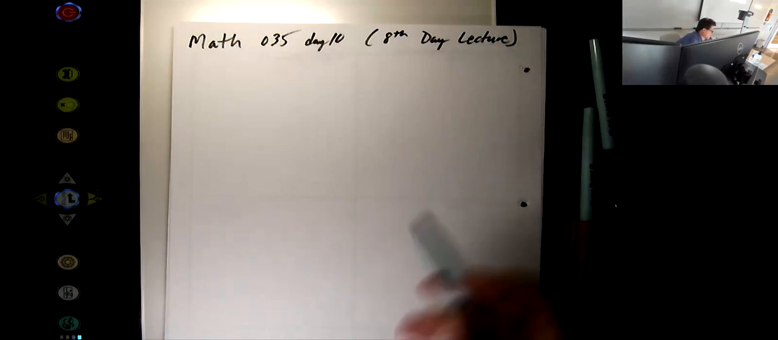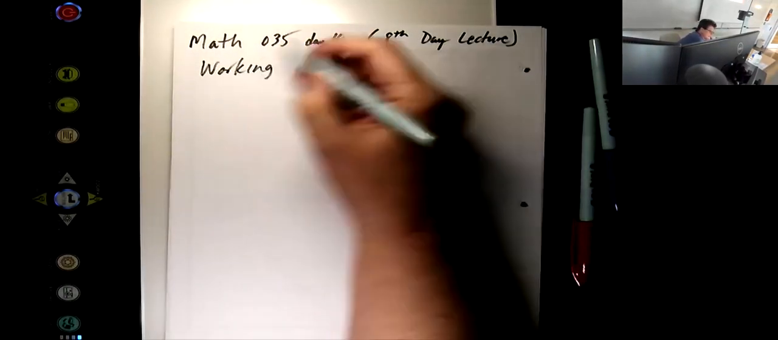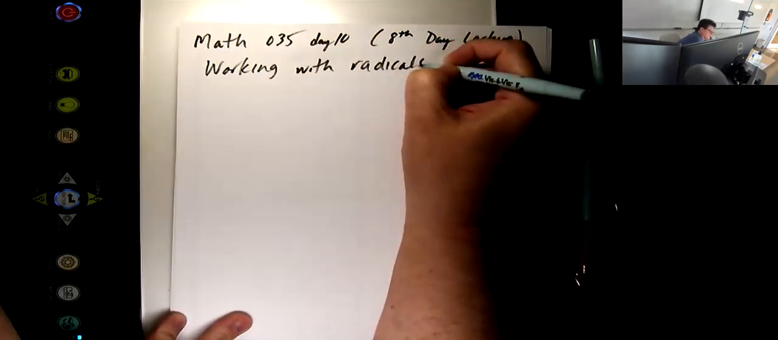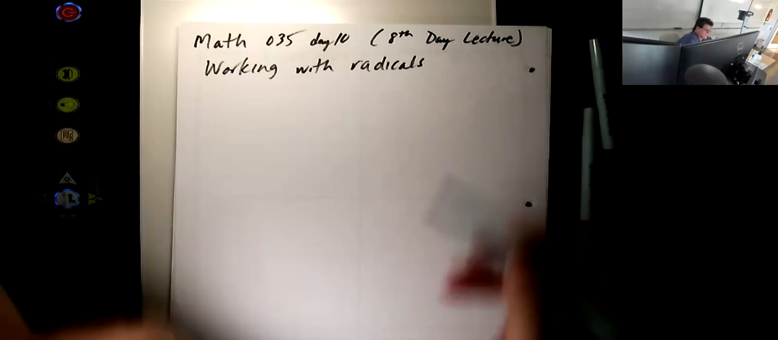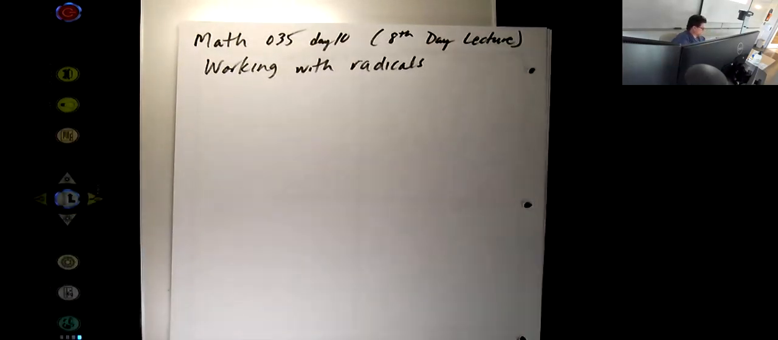We're working with radicals today. So I'm going to start off with something simple. Cube root of 27.